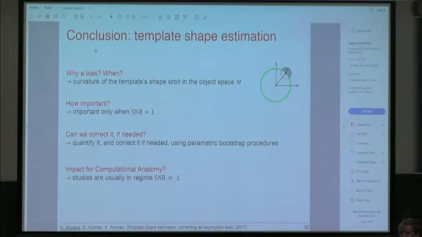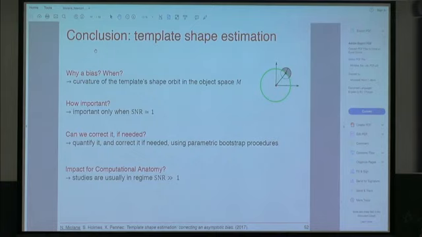So we can quantify it and correct it if it's needed using parametric bootstrap procedures. I think these procedures are maybe more useful to get an intuition about when the bias is important in your case, and then once you have this intuition, maybe you want to switch to another method, because correcting for bias in each single case will probably be too computationally expensive.